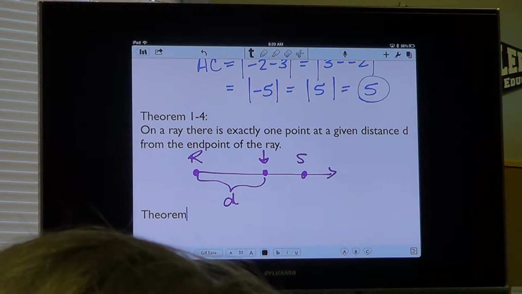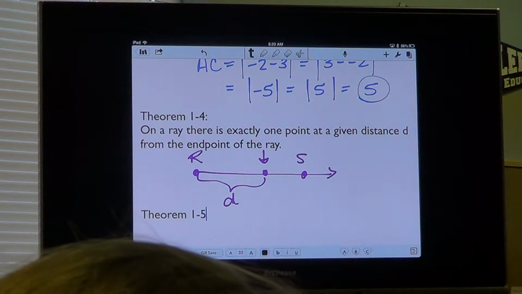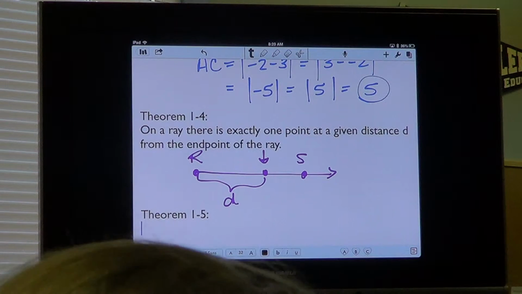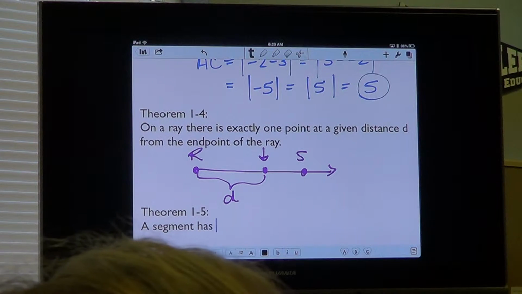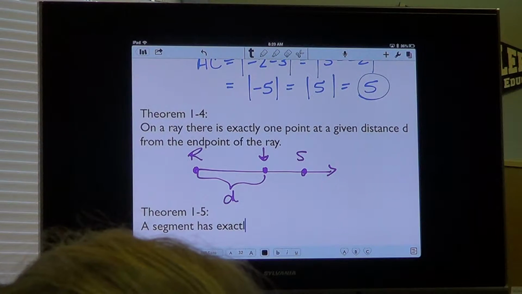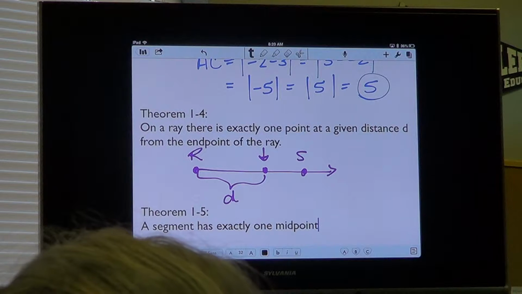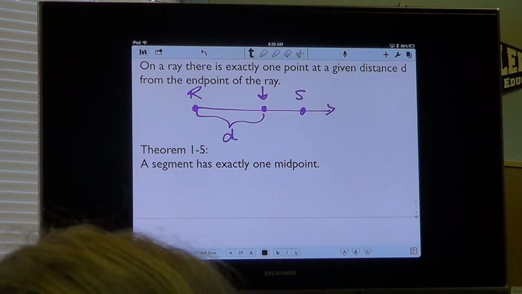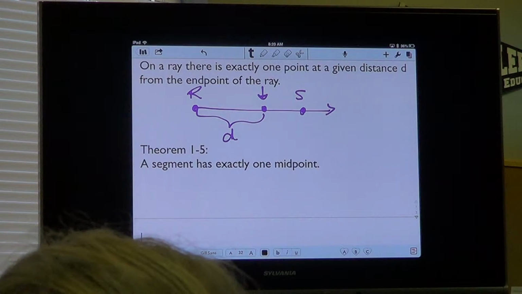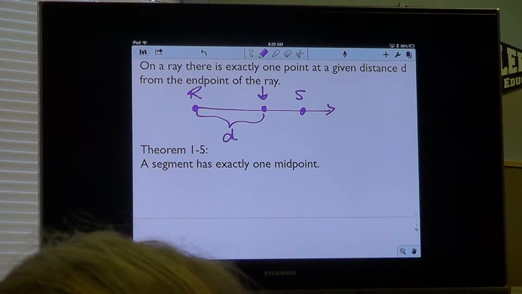And who can tell us what the other one was basically saying? Madeline. Every segment has exactly one midpoint. Right, every segment has exactly one midpoint, which is pretty much what it says. That's pretty straightforward. Good. So there can't be more than one midpoint. If it's the point that's in the middle, there's only one.